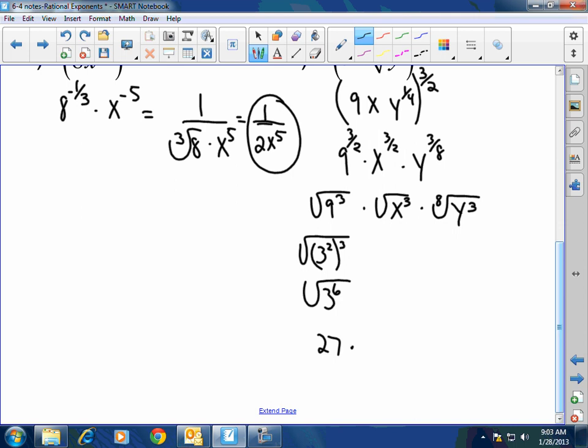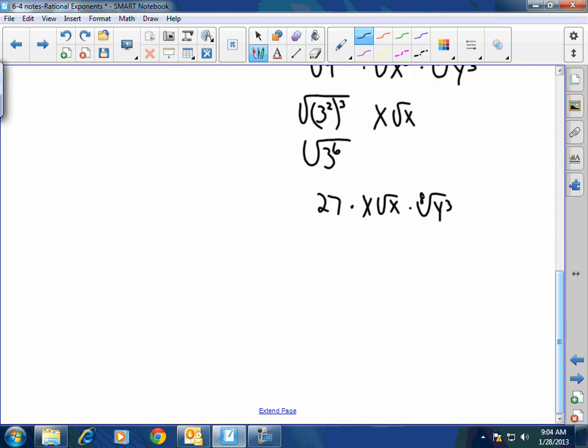Times the square root of x cubed, one set of 2 can come out, and I have 1 left over. So times x square root of x. And here, 8th root of y to the 3rd, I can't do anything about that. So times 8th root of y to the 3rd. So in the end, your answer could be 27x square root of x 8th root of y cubed.